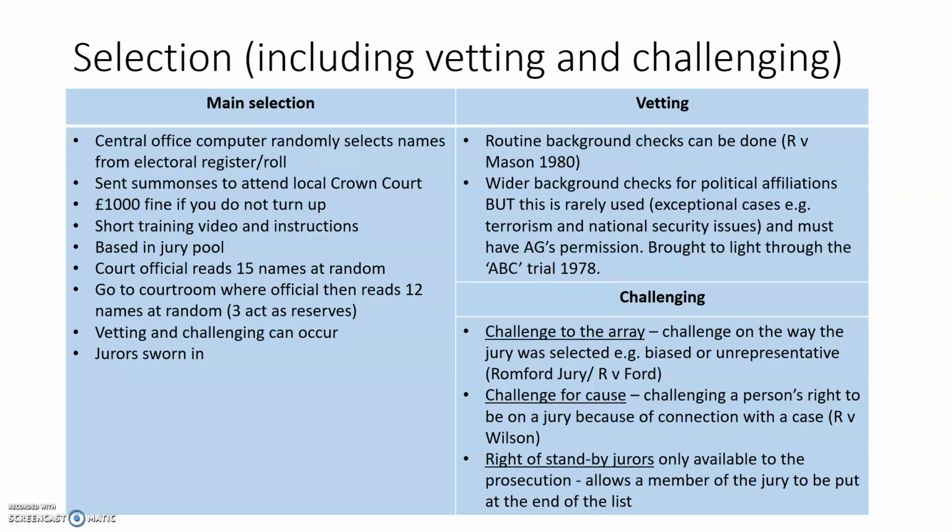Challenge for cause is challenging a person's right to be on a jury, so that could be because of a connection to the case or because vetting has pulled up that one of them is disqualified or something like that. That can be seen in R v Wilson. And the right of standby of jurors is only available to the prosecution, and that allows them to basically select one of the jurors to be put at the end of the list, which means one of the reserves will come in their place, essentially. But that is only available to the prosecution.